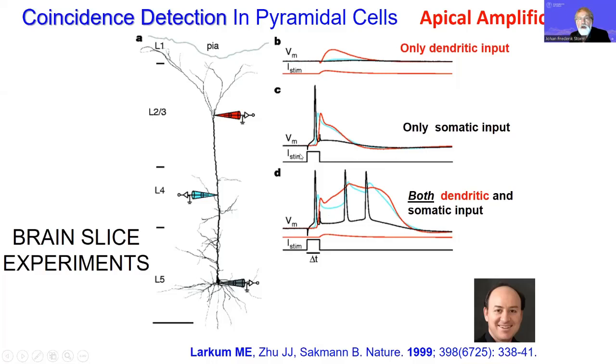But if he combined the two, there was this massive nonlinear amplification process that causes a burst of high frequency spikes to be generated in the soma to go down the axon. So this is really apparently the crucial thing. So this burst is really the signal that something has really been experienced.